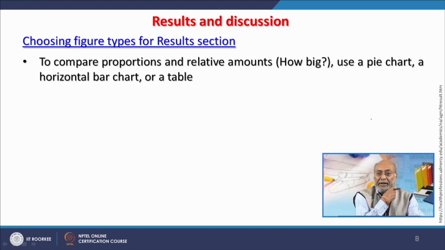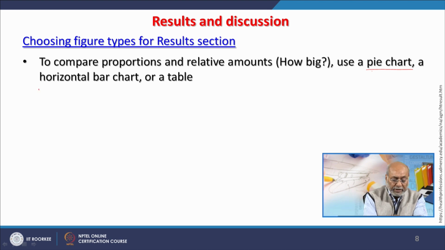Now, choosing figure types for the results section. Sometimes it is up to the individual. So compare the different types of figures which you can prepare and see which one highlights your results better. For example, one may like a pie chart, but when we discuss graphs and plots, I will explain why pie charts are not preferred over line graphs or other graphs. Nonetheless, it depends on the data you had and what kind of presentation you would like in your results section.